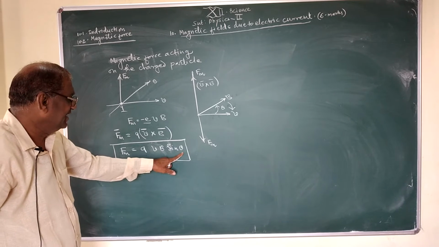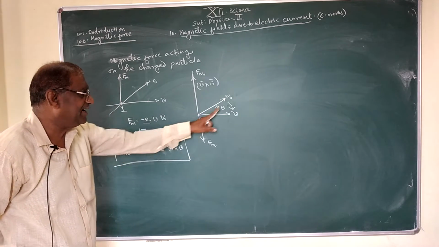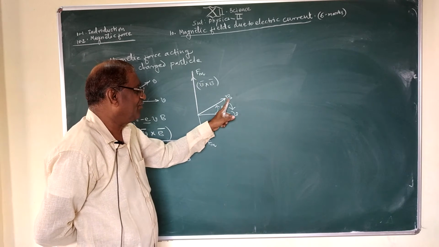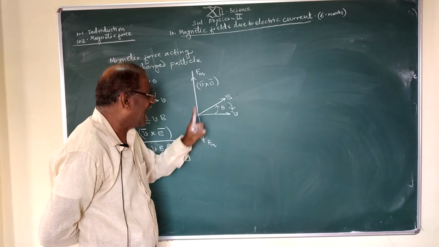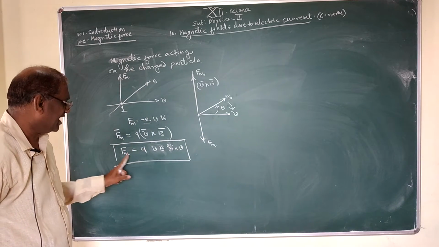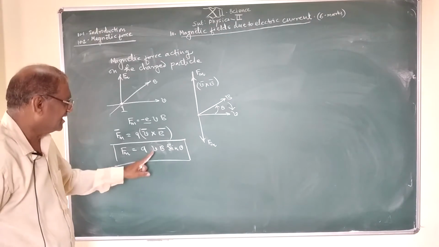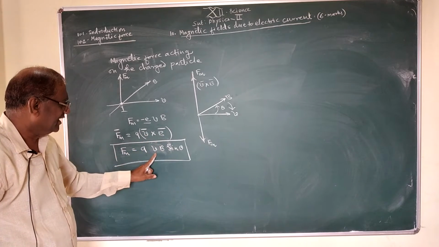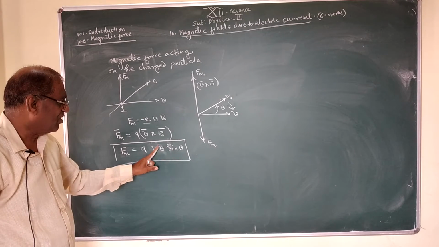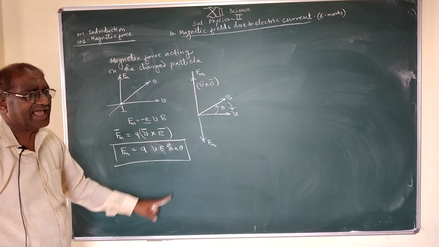If theta is 90 degrees, then the maximum force acts on the charged particle in a direction perpendicular to this plane. If the direction of motion and the direction of magnetic induction are inclined at an angle theta, then the force acting on the charged particle we can find as Fm is equal to qvB sin theta. This is the relation, because the cross product of two vectors is a vector quantity whose magnitude is equal to the product of the magnitudes of the two vectors and the sine of the angle between them.